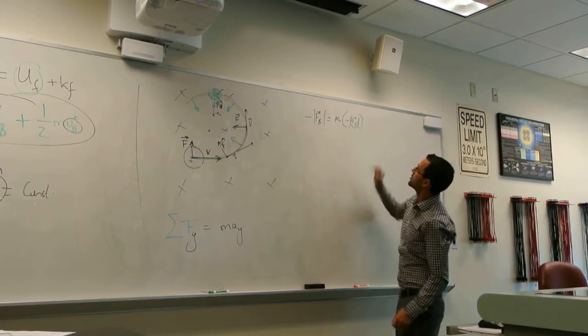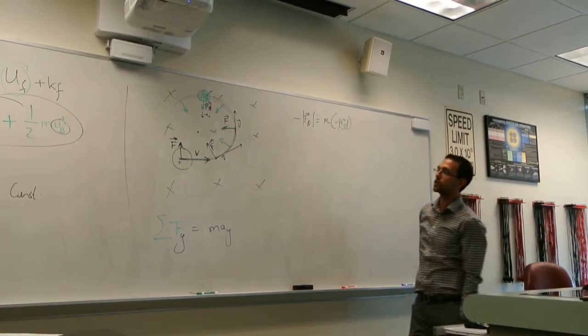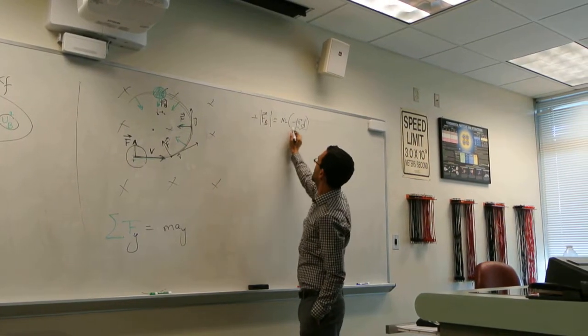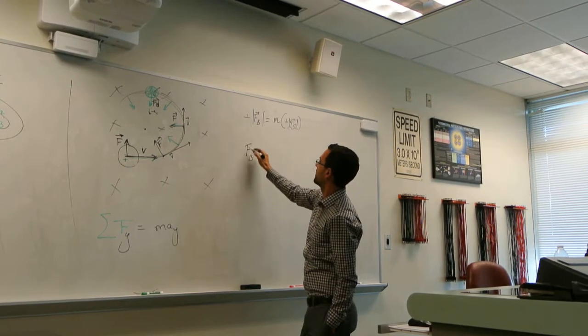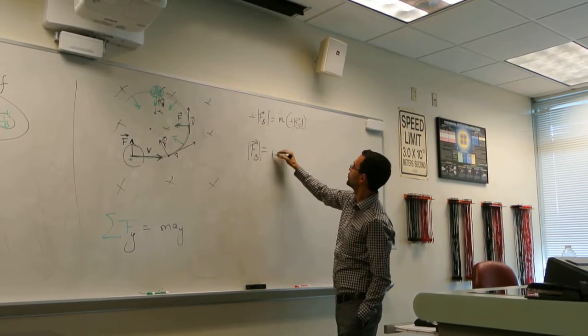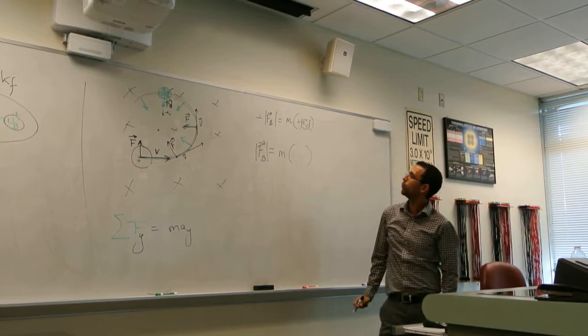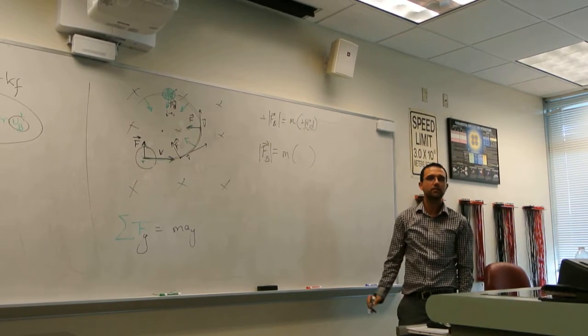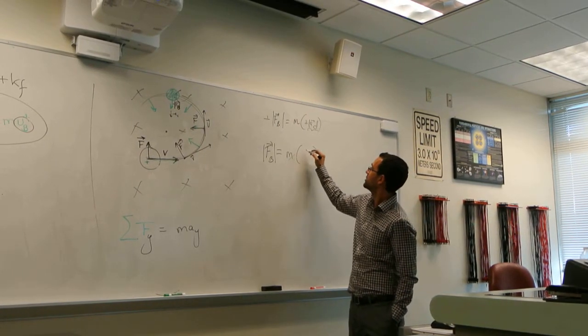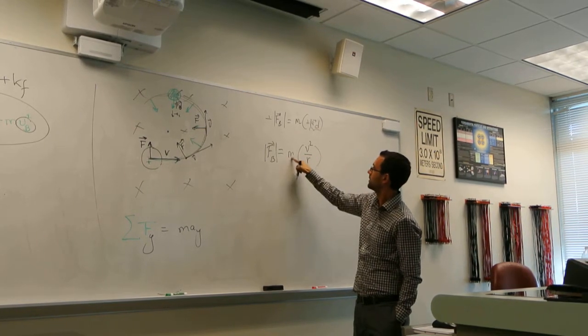So it is, in fact, the centripetal acceleration. That's the rate at which the direction is changing. So the negative signs will cancel. So we're going to be left with FB is equal to mass times... And what do I need for the centripetal acceleration? That's going to be what? V squared over R. Excellent.